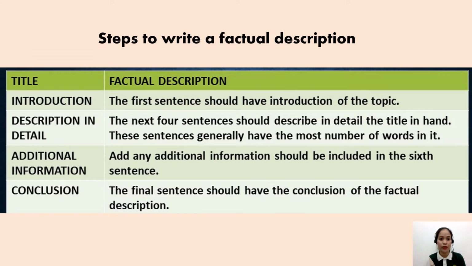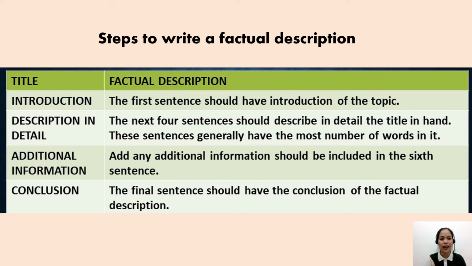So we have the steps to write a factual description. Of course, you should have your title, right, of your factual description. For example, you choose a specific person or a specific place or specific things or animals. Next is the first paragraph, or first sentence, which should be your introduction. The first sentence should have the introduction of the topic. Sometimes we put our topic sentence there.